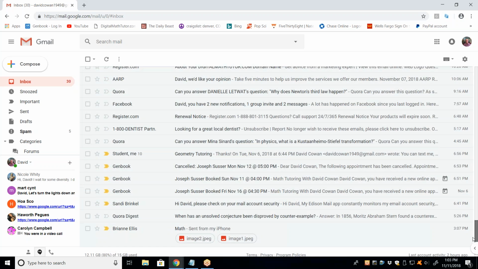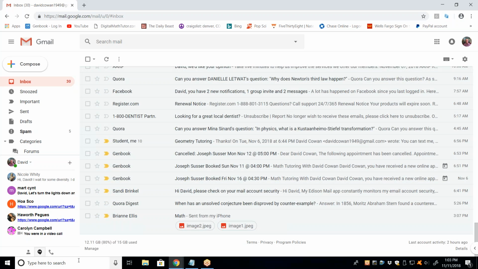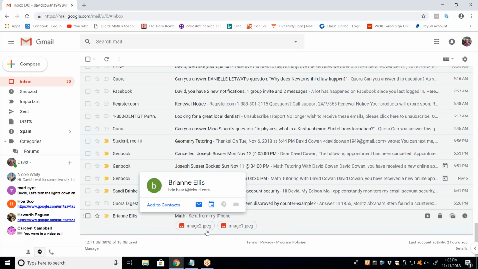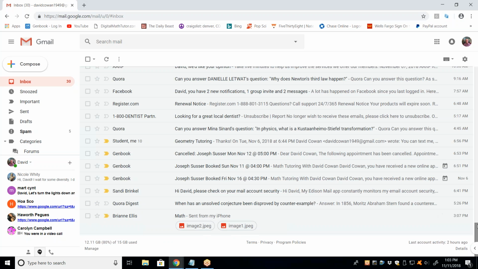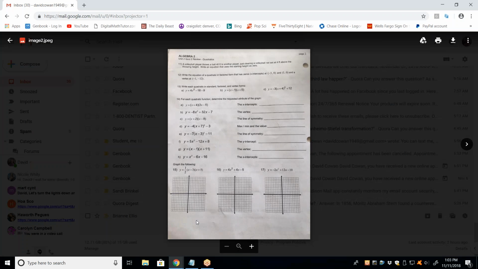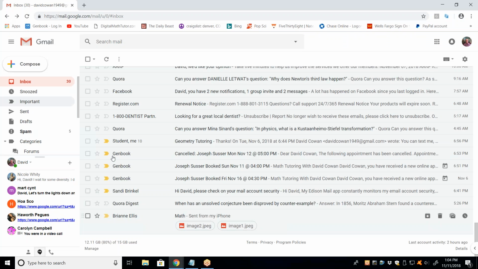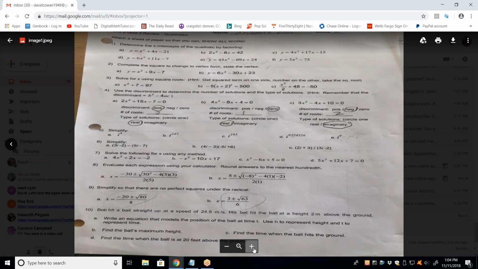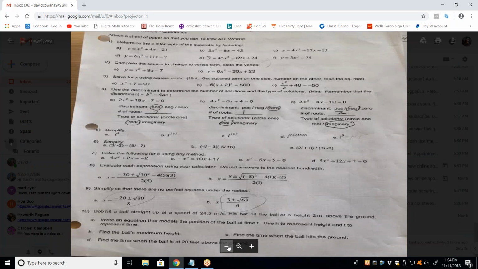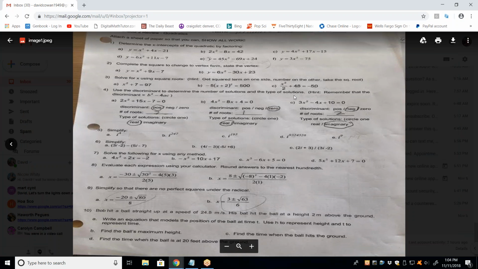Oh, there it is. Brianna Ellis. Do you happen to know which one it is? I got image 1 and image 2. Let's see. This looks like the second. Is that what we want? This is the front side. Okay. All right. Let me see how many times I can blow this up without it rotating. There. Perfect. Where do we want to begin?